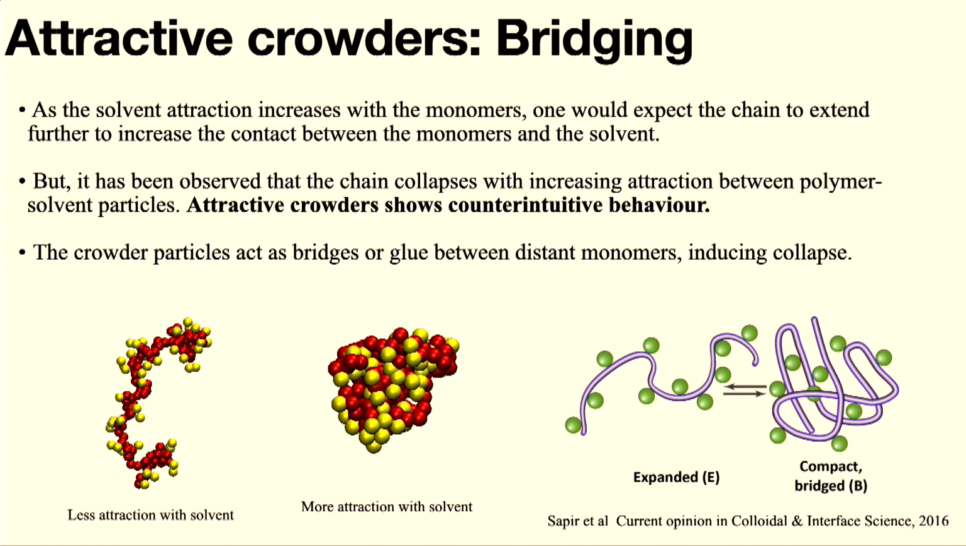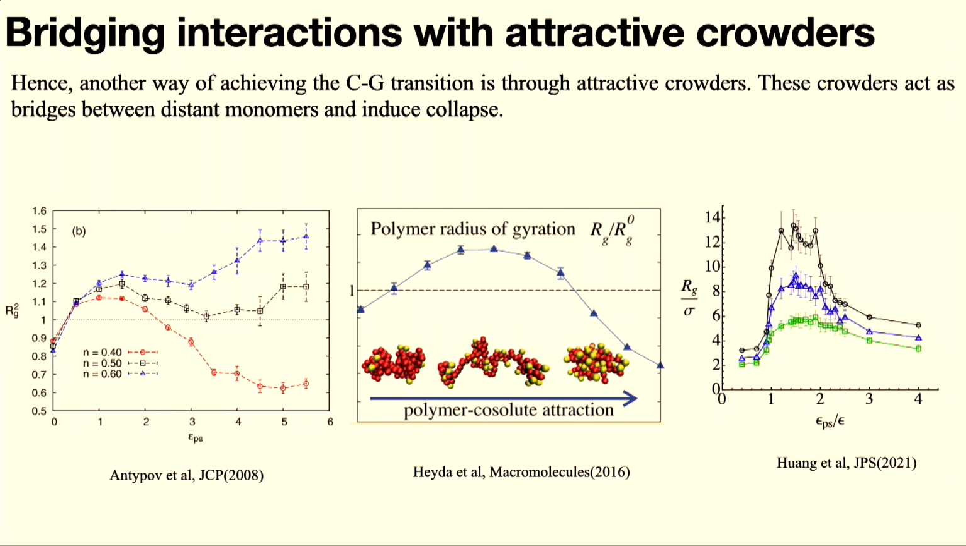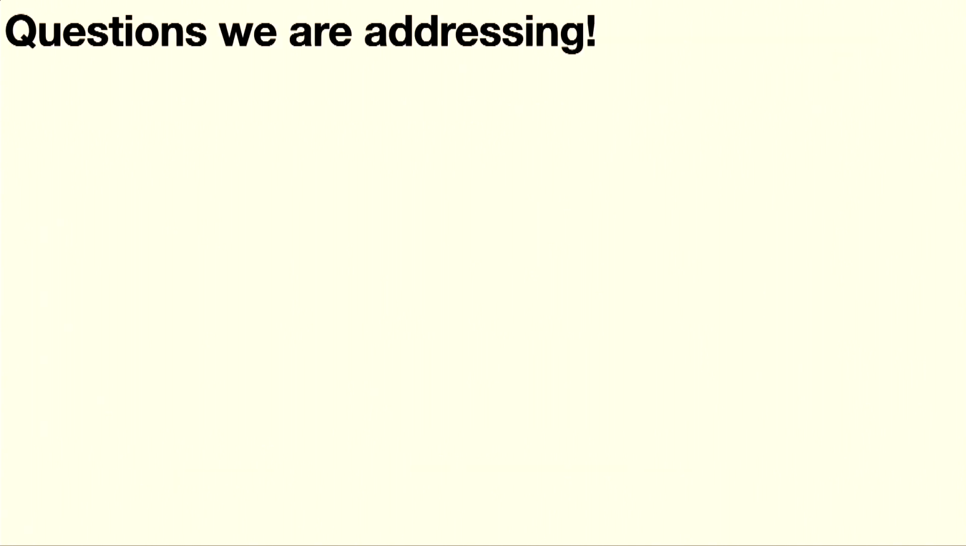So the single Crowder particle, the green one shown here, is acting as a bridge or a glue between the distant monomers. You can see here, a single Crowder can act as a bridge between two distant monomers. There are a few studies showing that indeed, as we increase the polymer and Crowder attraction, the chain goes from collapsed to extended to collapsed behavior. These are some of the studies. So there is another way of doing this coil-to-globule transition, through an attractive Crowder, and we are calling that a bridging interaction. So what questions are we addressing?